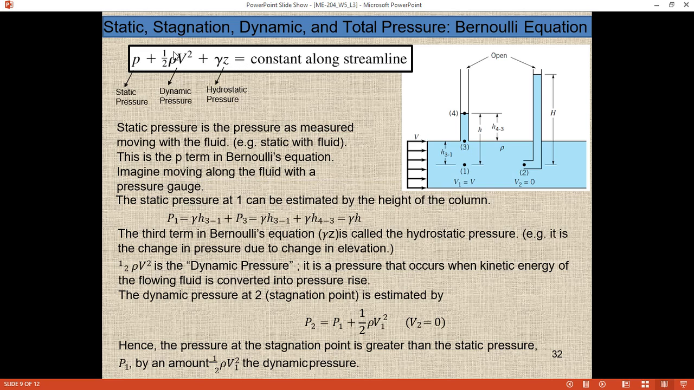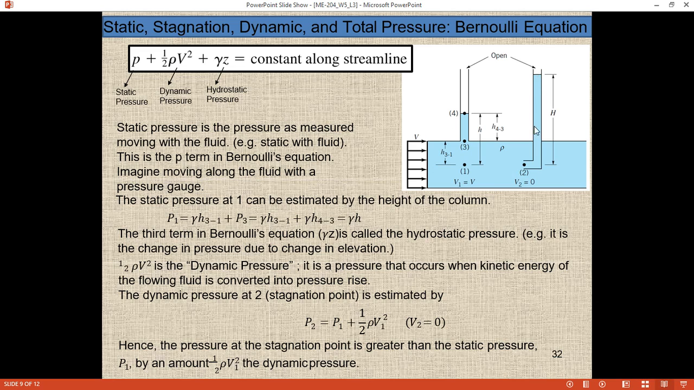Now there is another term, that is half rho v square. This is the dynamic pressure. It is a pressure that occurs when the kinetic energy of the flowing fluid is converted into pressure rise. So here we basically use a technique to convert the kinetic energy of the fluid into the height of the column of the fluid. To measure the dynamic pressure, we use a device called a pitot tube.